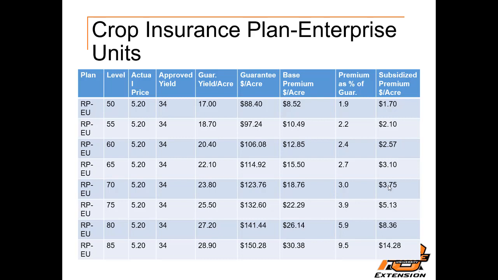So again, if any of this confused you, that's okay. Just know that enterprise units can tend to be cheaper than optional units at the same coverage level, and there's also the option of increasing your coverage level for the same price. So in this example, we can go all the way up to 80% coverage instead of that 70% coverage level and still be cheaper than 70% was in optional units. So again, have that conversation with your crop insurance agent, see if that's something that can work for you on your farm.